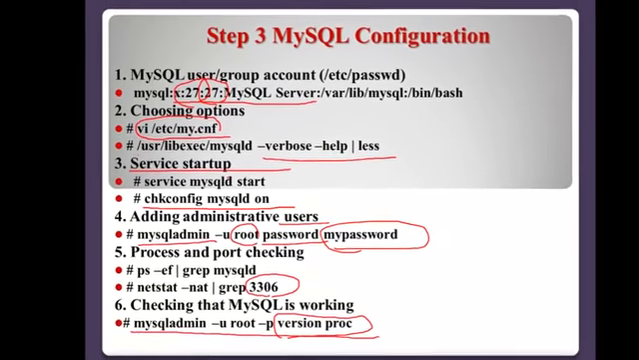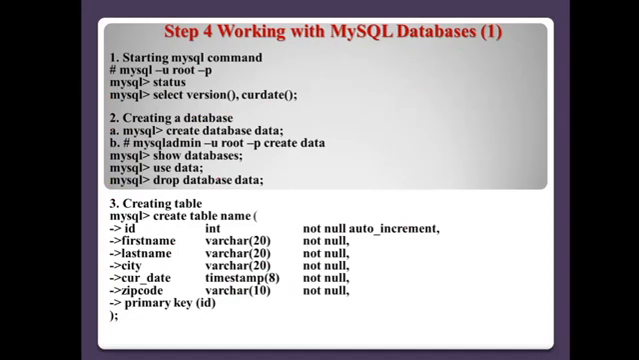Okay, then let's go to step 4, working with the MySQL databases. Number 1, starting the MySQL command. Using mysqladmin, I created an administrative user, so now I can access using this command: mysql -u root -p, and then the password. After that, we can use status, or select the version number or current date like this.